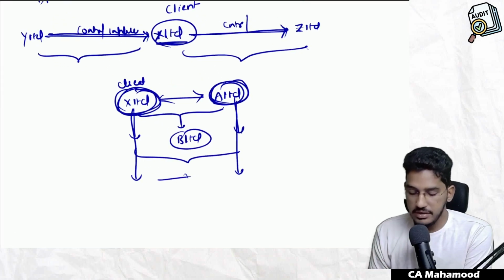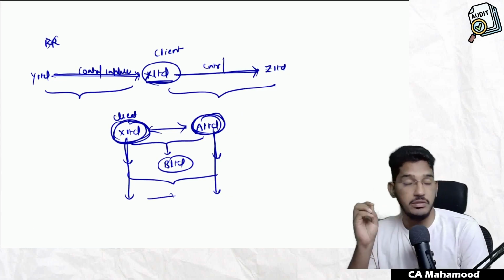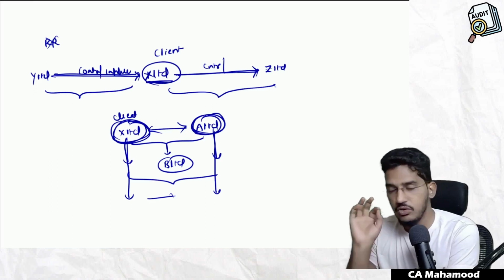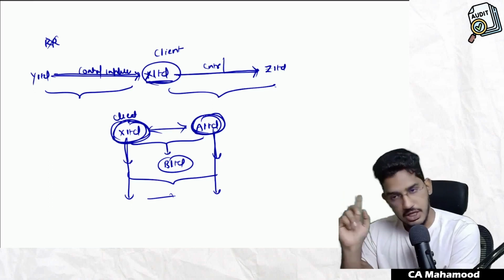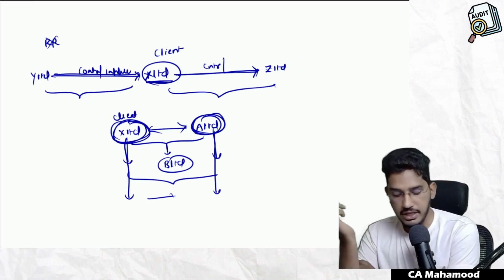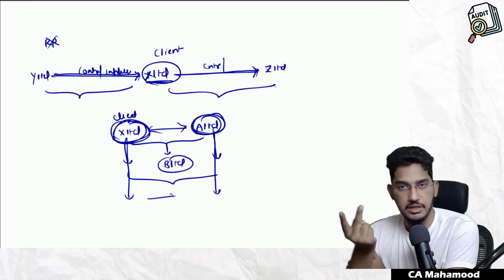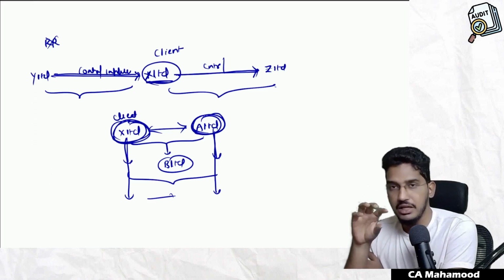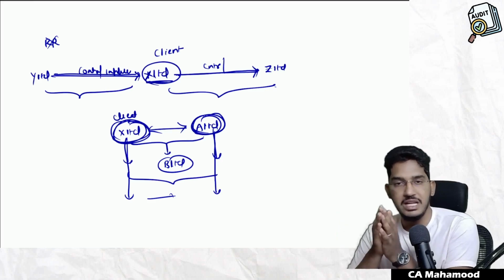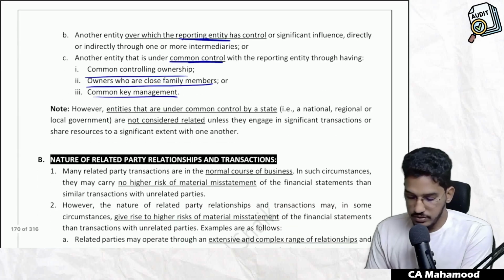So very simple definition, guys. If the applicable financial reporting framework defines it, follow that definition only. In case the applicable financial reporting framework did not define it, then follow this definition. This definition is very simple. Someone is controlling your client, related party. Your client is controlling someone, related party. Or your client entity and some other entity are both under common control, under common ownership, related party. Your client and some other entity both have owners who are close family members, related parties. You and another entity whose key management are the same, related parties. Understood?